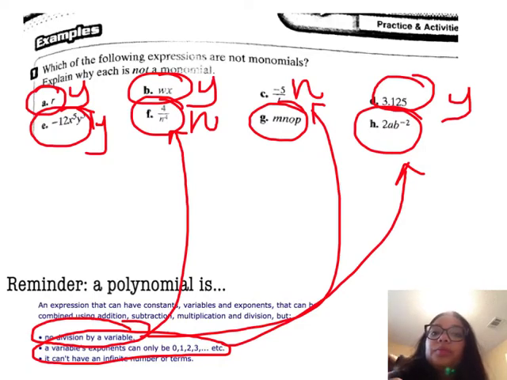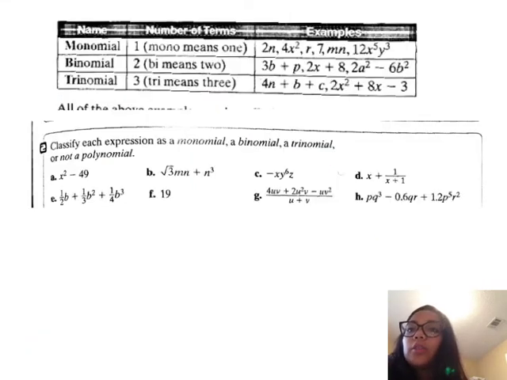Okay, so classify each expression as a monomial, binomial, a trinomial, or not a polynomial. A monomial, binomial, and trinomial. A monomial is a polynomial with one term. A binomial means two. It is a polynomial with two terms.